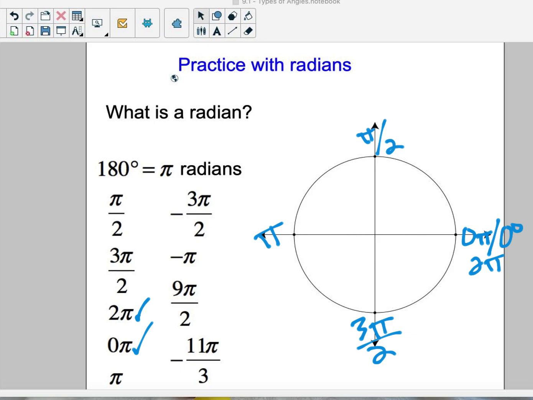9 pi over 2 is going to be a bigger angle, right? It's positive, so we're going to go counterclockwise. So 9 pi over 2, right? That's 1 pi over 2, 2 pi over 2, 3 pi over 2, 4 pi over 2, 5 pi over 2, 6 pi over 2, same thing as 3 pi, 7 pi over 2, 8 pi over 2, same thing as 4 pi, which is 720 degrees, and then 9 pi over 2, right? So that's how you can think of it. If you break everything up into pi over 2s as every 90 degrees, I think it helps.